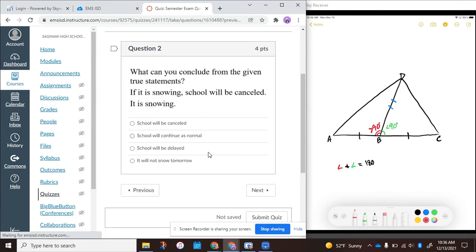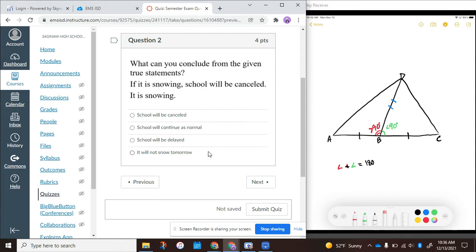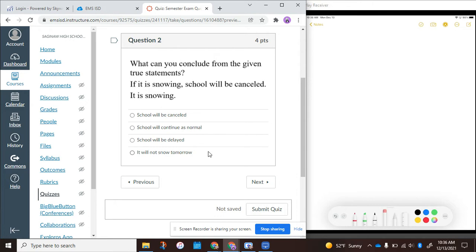Go on to our next one. Question number 2. This is a question about logic. This question is asking us, what can you conclude from the given statements? Okay, the only two statements that we have that are related to snow and school are: if it is snowing, then school will be canceled. Okay, if it is snowing, that implies school will be canceled. The second statement: it is snowing.